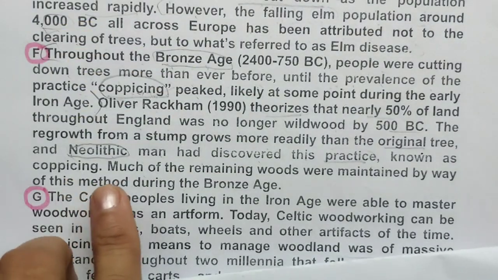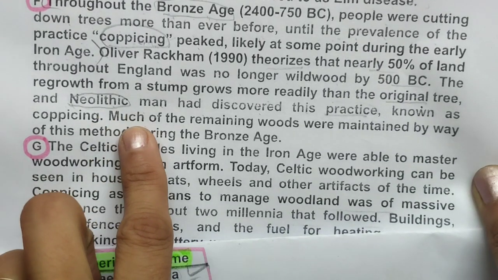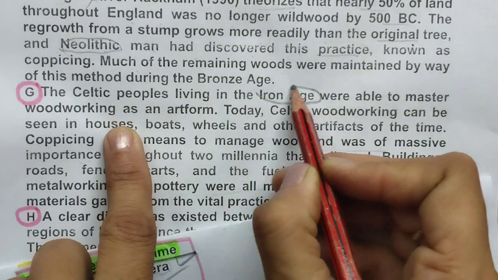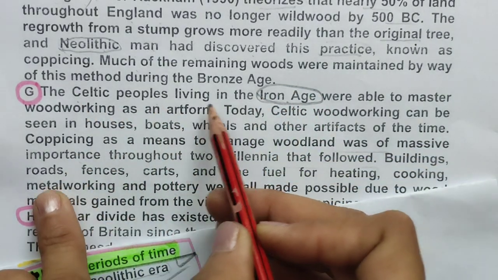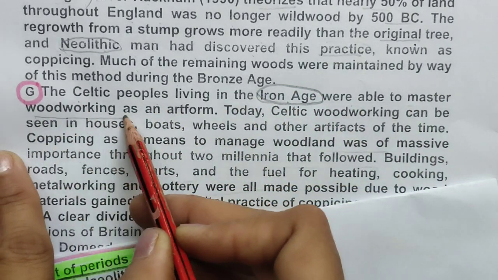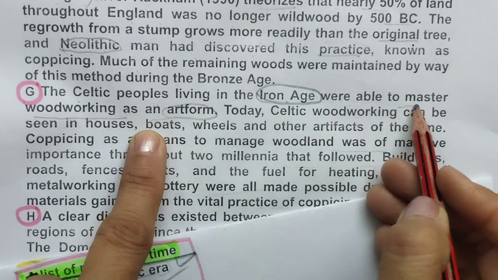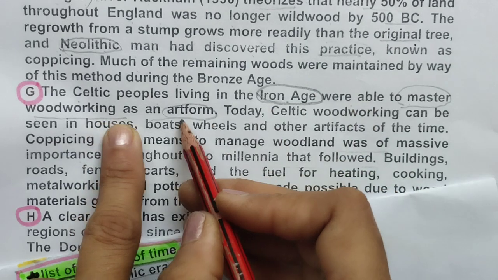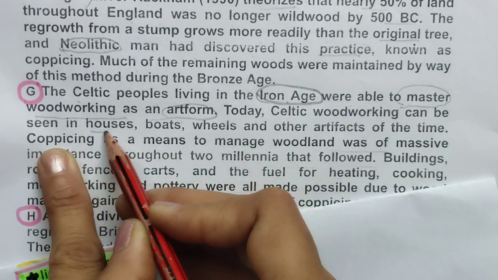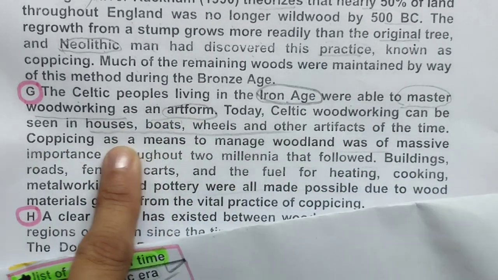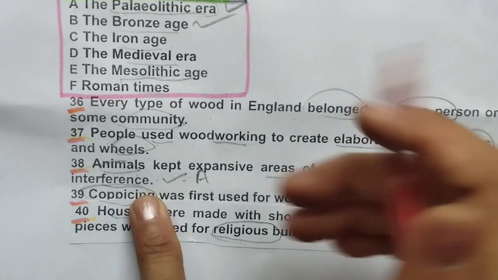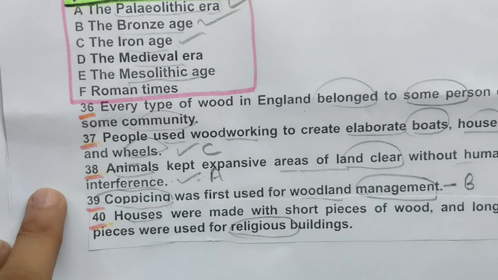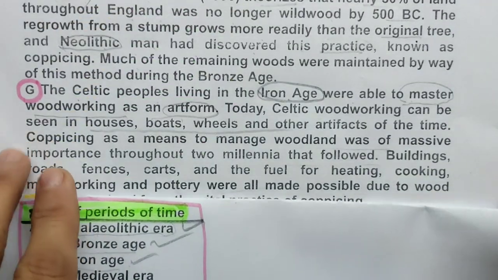Okay, now coming to next, Neolithic. Okay, so next one is Iron Age. See this next paragraph, Iron Age. Celtic people living in Britain were able to master woodworking as an art form. It means they were able to do their artwork with wood. So see this, houses, boats, wheels, it is given. So house, boats, wheels. So we will select this Iron Age. So this also we have selected. Iron Age is C.